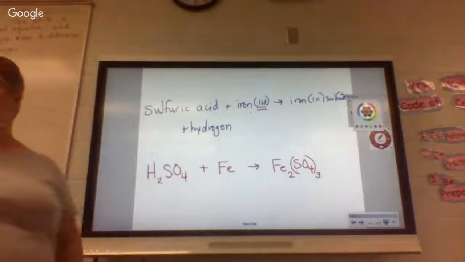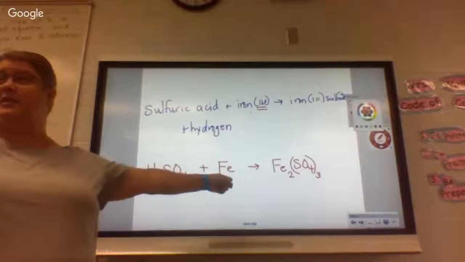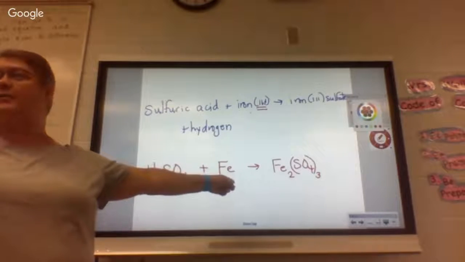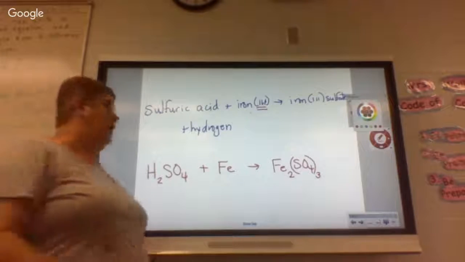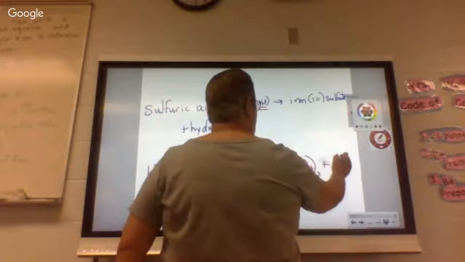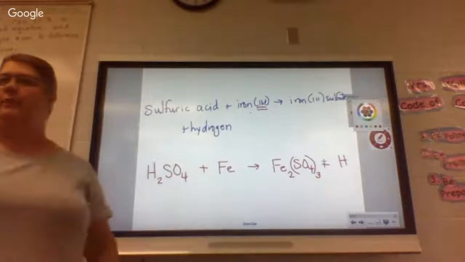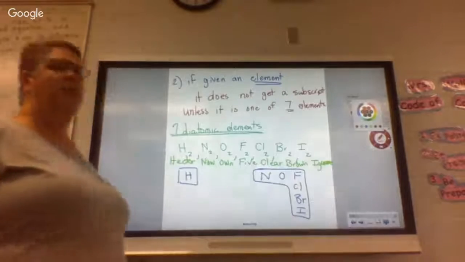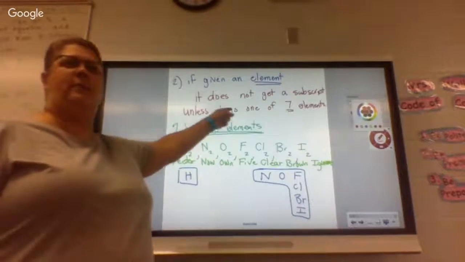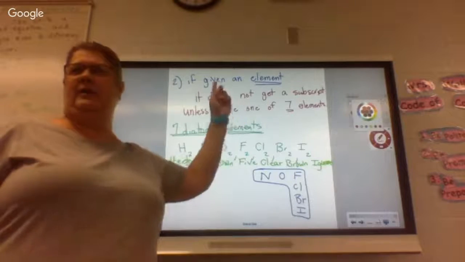Okay? That's why I did that on that one, because it's a compound. I didn't do it here because it's not a compound, it's an element. That one we just do the formula. All right, plus hydrogen. Hydrogen's an element. So if I cruise back to my rule, it's an element. I don't put a subscript on an element unless it's one of the 7.